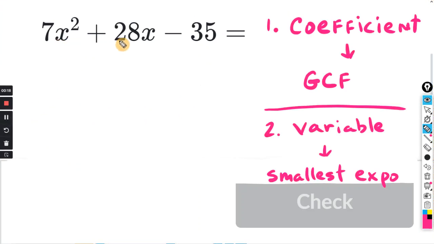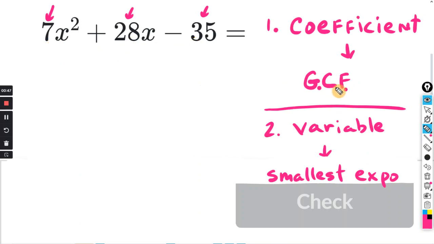So the first step in factoring this, you want to factor the coefficient and the variable. The coefficient is the number that's times x in each case, or in this case, the constant term. And for the coefficients, you want to look for the GCF. That stands for greatest common factor. All right, so let's do that first. We have a 7, a 28, and a negative 35.